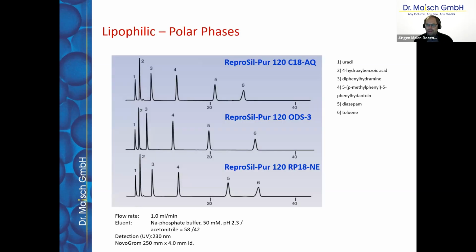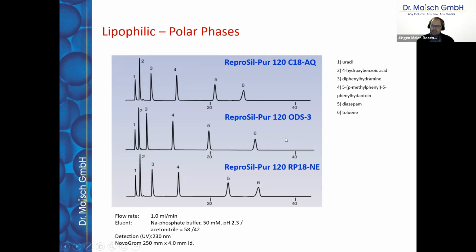So let's look at some chromatograms. We have here a test mix which was developed by Ultrasep some years ago, and that's our special compounds which give you feedback about your surface chemistry. We have now 3 different ReproSil Pure stationary phases: the AQ type, the ODS3, and the not end-capped version of the ODS3.